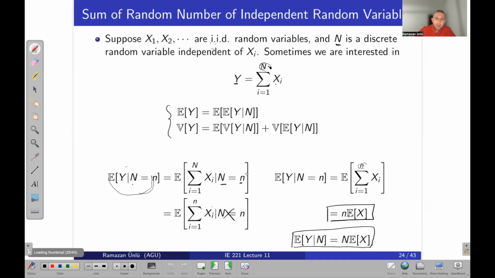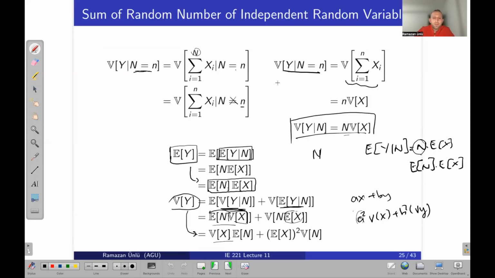And Y is the summation of some number of random variables. Okay, so we have two things here. Again, please don't memorize these things. If you need them, I will give them to you. Just try to understand it. Just try to make it concrete.